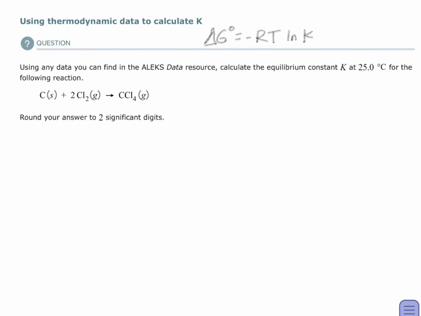Okay, I like how they said it. Anything you can find in the data resource. Well, you have to find G. That's what you have to find. You have to find delta G. How are you going to do it if you have an equation?